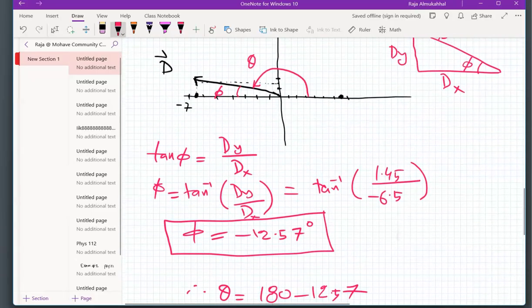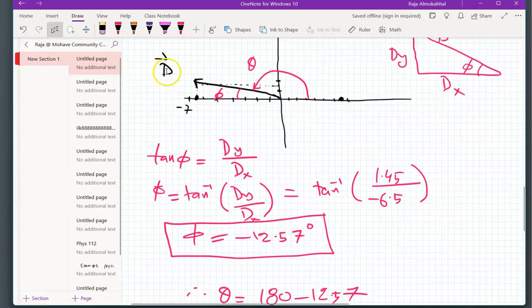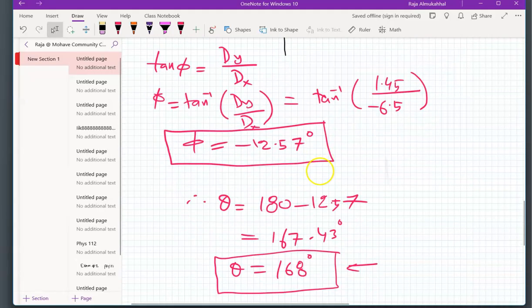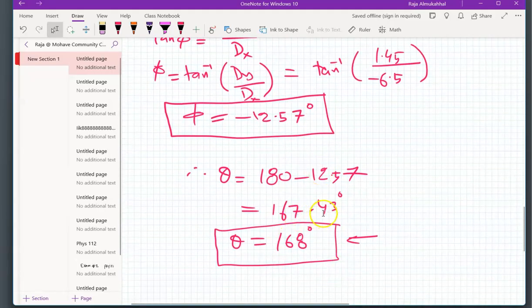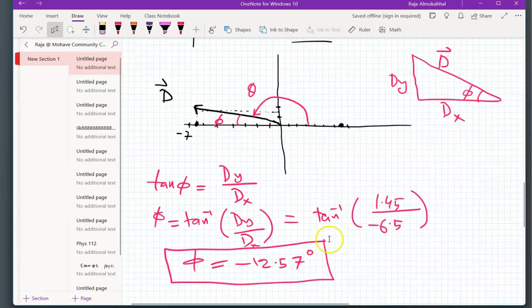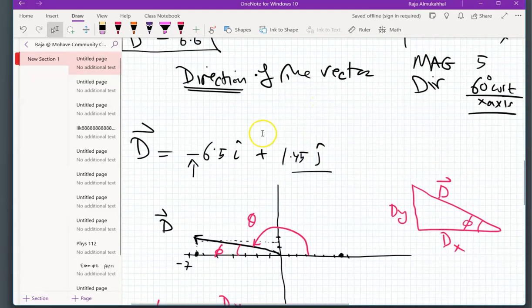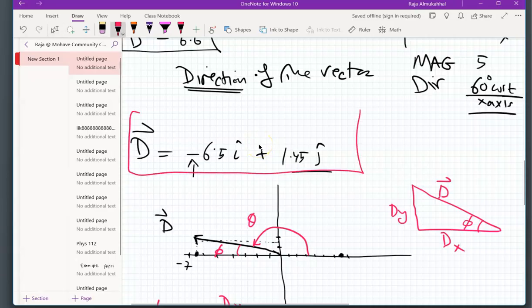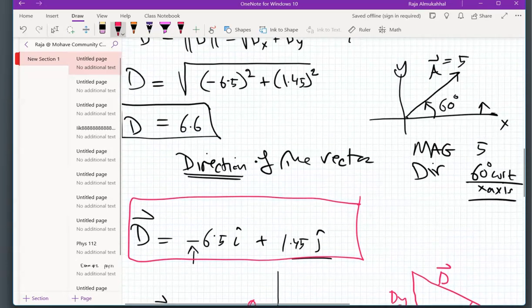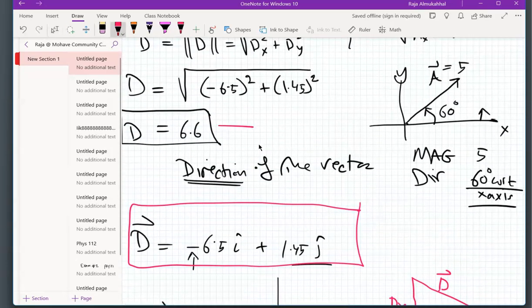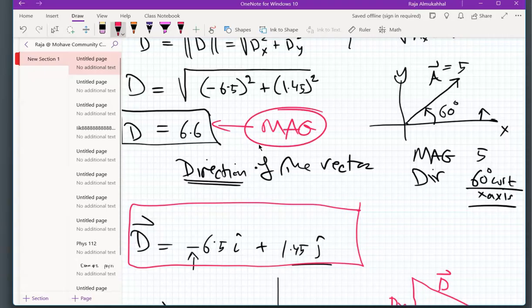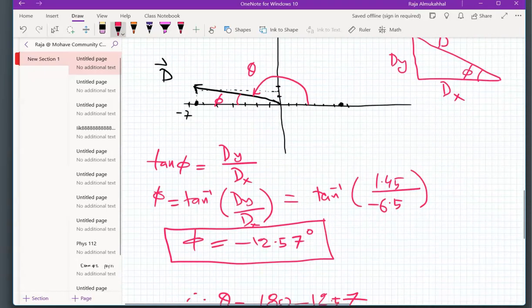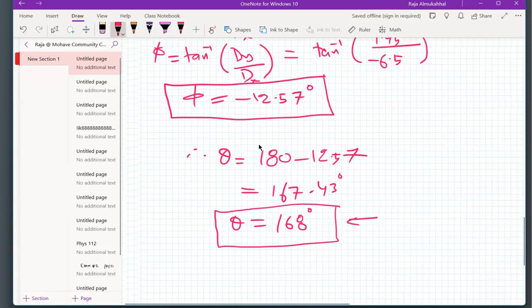So the direction of the vector d is basically 168, or 167.43, with respect to the positive x-axis. You see what I'm saying? And the magnitude of the vector, this is the vector right there, is basically given by the Pythagorean theorem, which we got before. So this is the magnitude, and this is the direction right here. That's all.